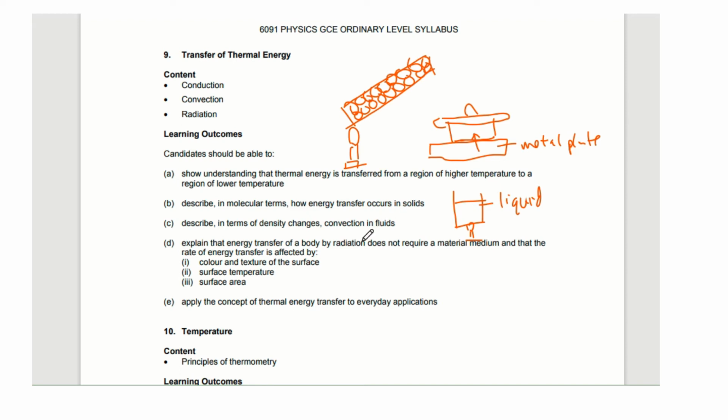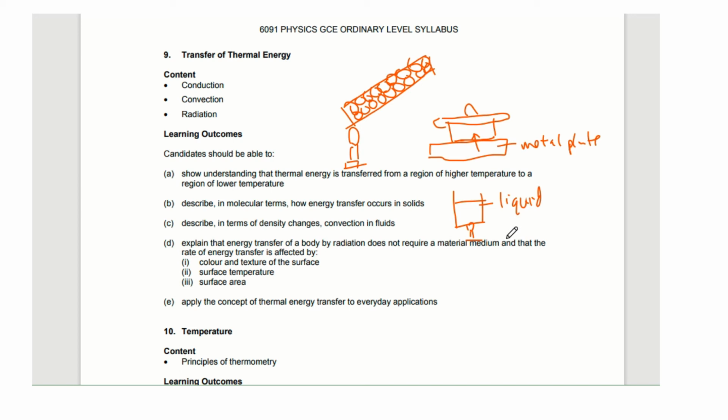Next, let's talk about radiation. But before I talk about radiation, let's look at conduction and convection. In order for conduction and convection to happen, we need a material medium. It cannot travel through a vacuum. For conduction, it can travel through solid, liquid, and gases, but it will travel fastest through solid because the particles are closer together, and slowest through gases because the particles are very far apart. For convection, it is either through liquid or gases. But for radiation, we do not require a material medium to travel.